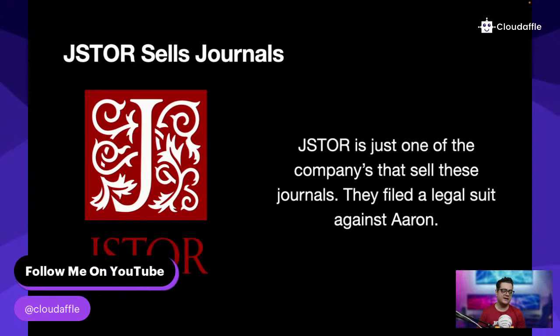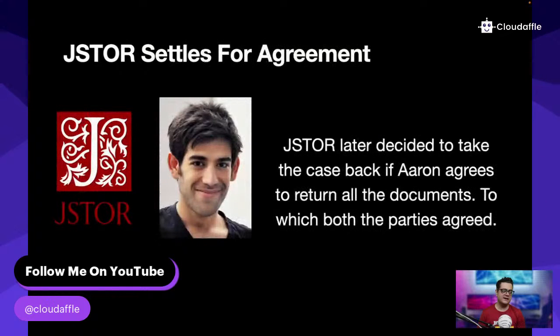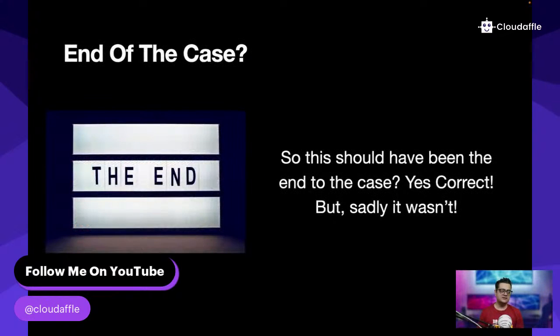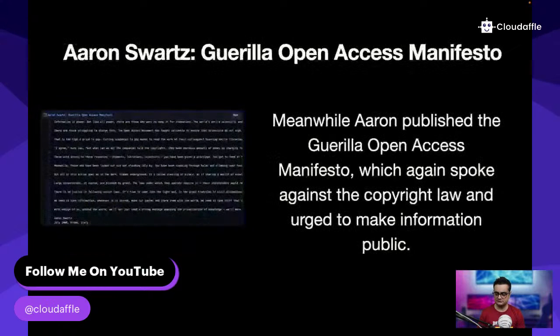So JSTOR filed a legal suit against Aaron, and this legal suit didn't go on for a long time. JSTOR later decided to take the case back if Aaron agreed to return all the documents that he had stolen, to which both the parties agreed, and JSTOR agreed to take the lawsuit back. This should have been the end of everything, but that wasn't the end for Aaron and his problems.